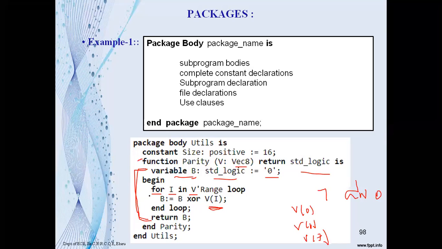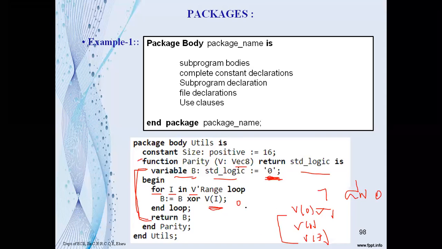So here we are using the for loop: for I in V range loop, where the variable b is initialized with a value of 0, isn't it? The b is a variable of standard logic type with an initial value of 0. What is the initial value of b? It is 0, and that value is XORed with V of I. What is V of I? The I is in the range of V range. The V range starts from V0 to V7. So now it takes the first value V0 from the array. And let's say the value of the array V0 is a 1.